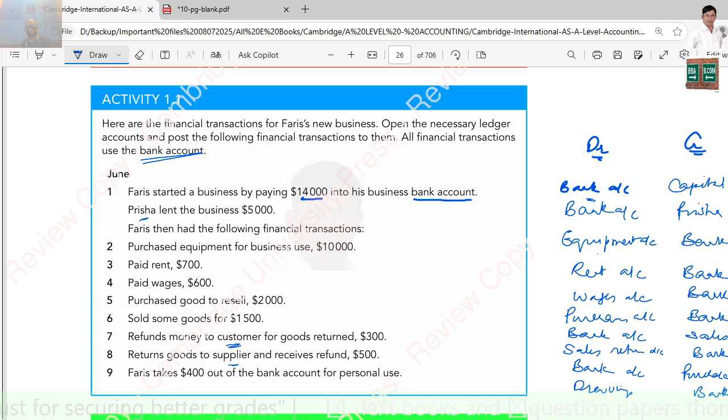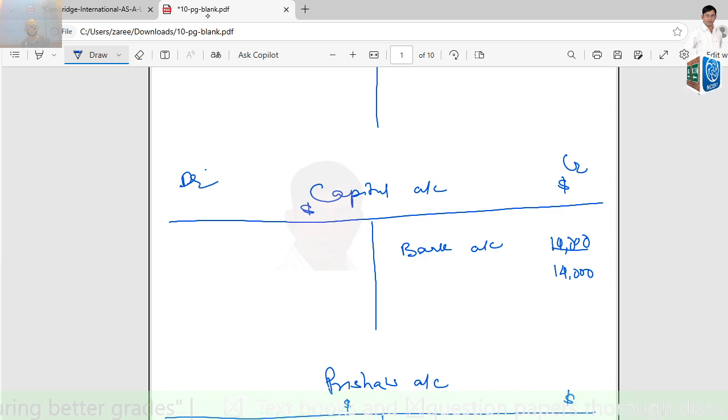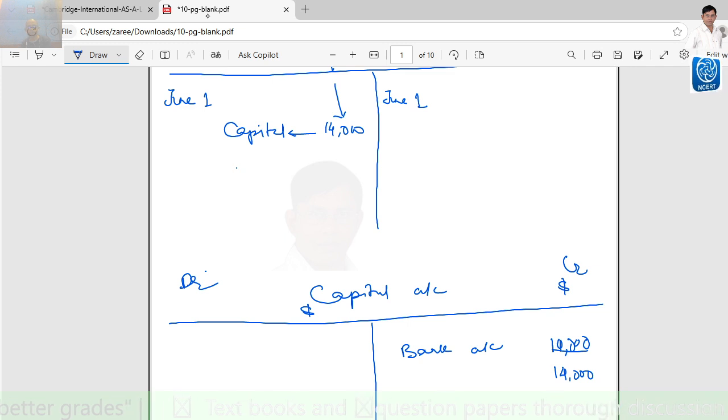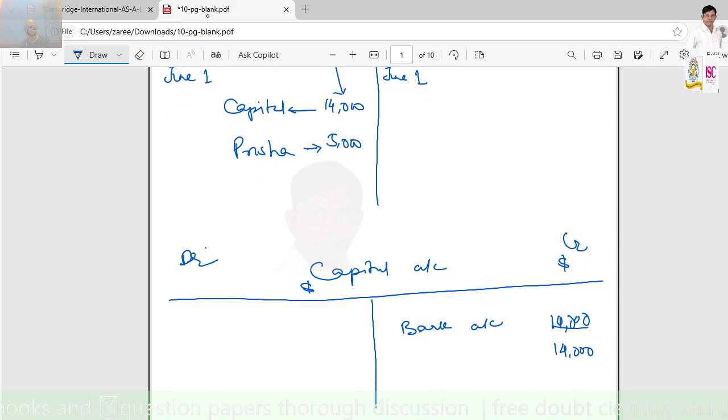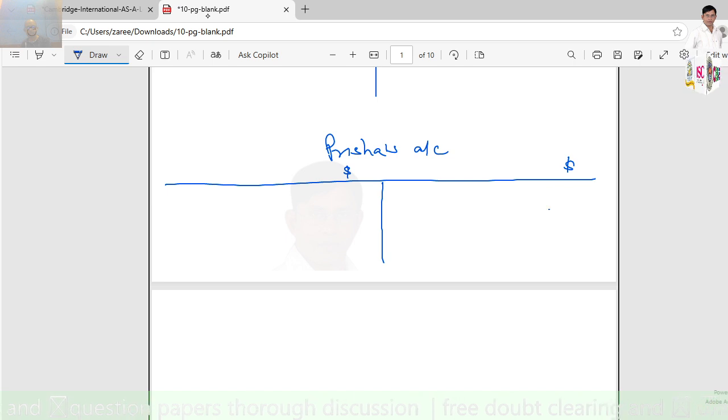Bank account debit, Prisha, again 5,000. Bank account is debited means again bank account will be debited. So we have to write here 5,000. From whom are we receiving? From Prisha we are receiving. Bank account is debited with Prisha, so Prisha's account will be credited. Why? Because of bank. Prisha has given money to the business. So this is how we have to write.